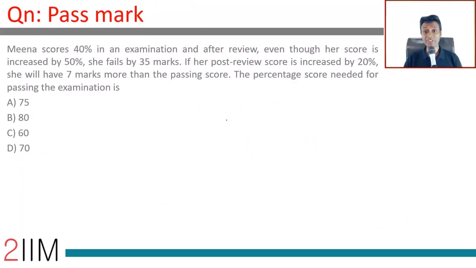Meena scores 40% in an examination, and after review, even though her score is increased by 50%, she fails by 35 marks. She scores 40%. Her score is increased by 50%. So she will reach 60%. Remember that. 50% of 40%, half of 40% is 20%. 40% of the total increased by 50%. She'll go to 60%. She still fails by 35 marks.